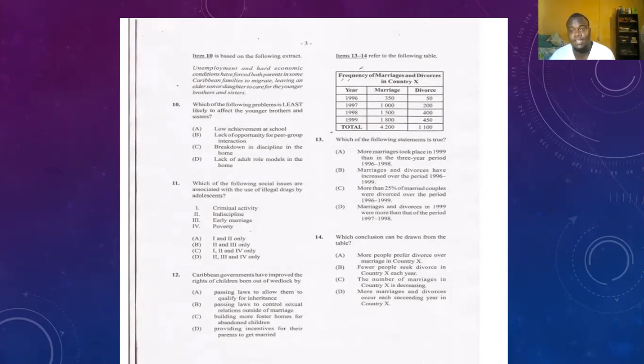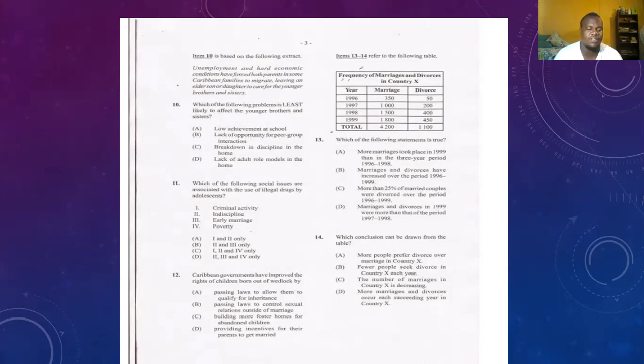So now, remember you're using the table for questions 13 to 14. So 13 says, which of the following statements is true? A, more marriages took place in 1999 than in the 3-year period 1996 to 1998. B, marriages and divorces have increased over the period 1996 to 1999. C, more than 25% of married couples were divorced over the period 1996 to 1999. D, marriages and divorces in 1999 were more than that of the period 1997 to 1998.